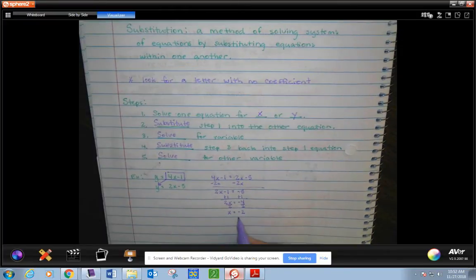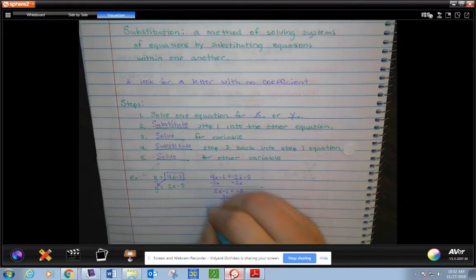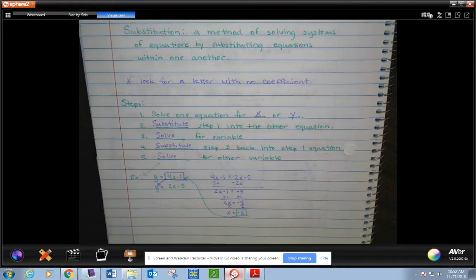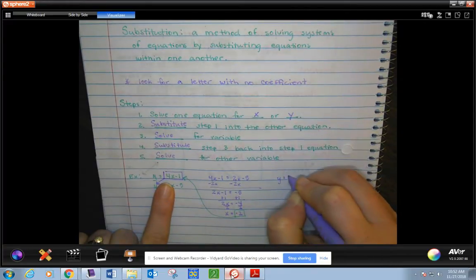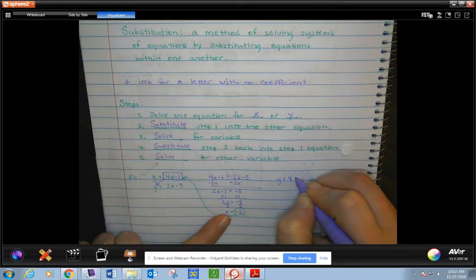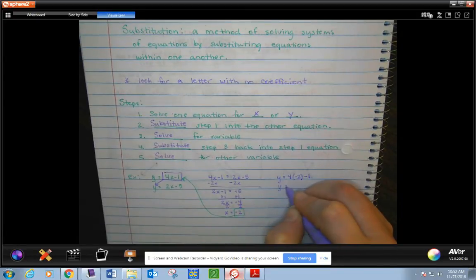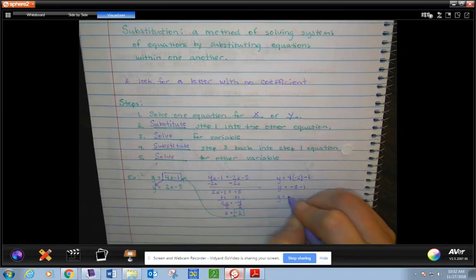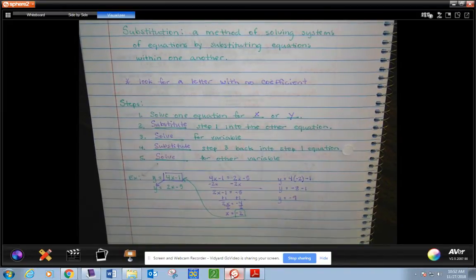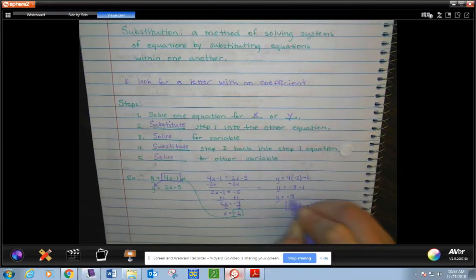Once I have x equals negative 2, I'm going to plug it back into this boxed equation. So y equals 4, but instead of x, I know x is negative 2, and then minus 1. So I get y equals 4 times negative 2 is negative 8, and negative 8 minus 1 is negative 9. When I write my final answer, you must write it as an ordered pair, and x always comes first. So negative 2, negative 9, and there's your answer.